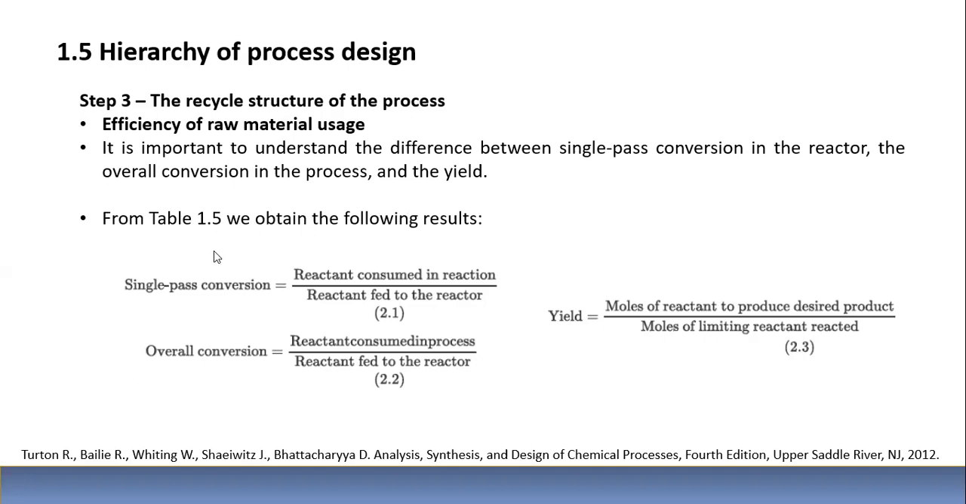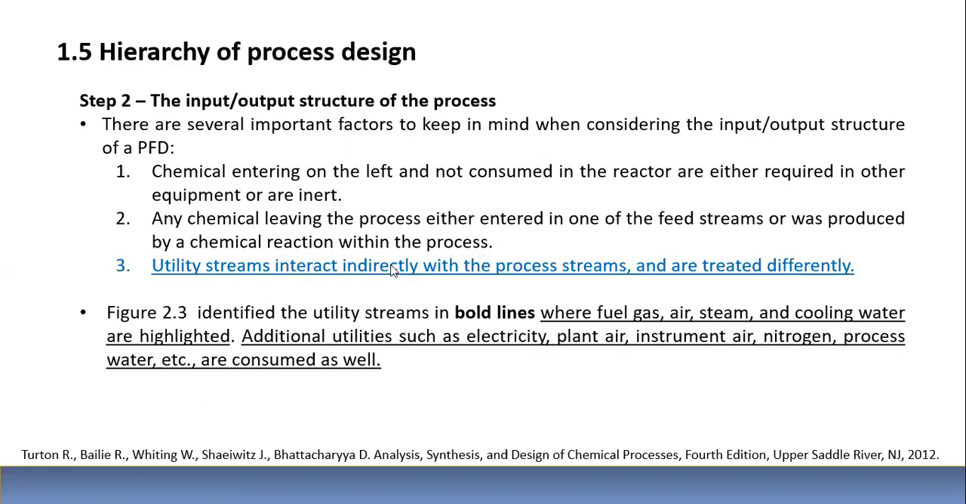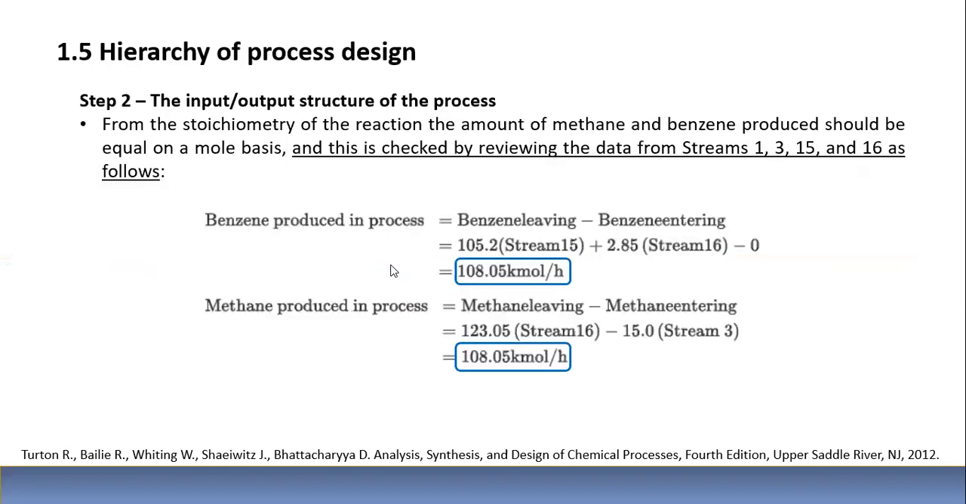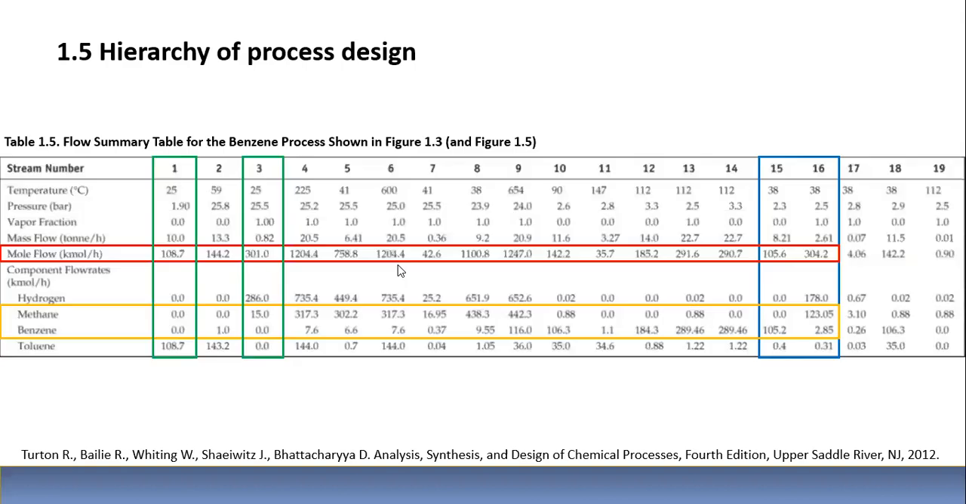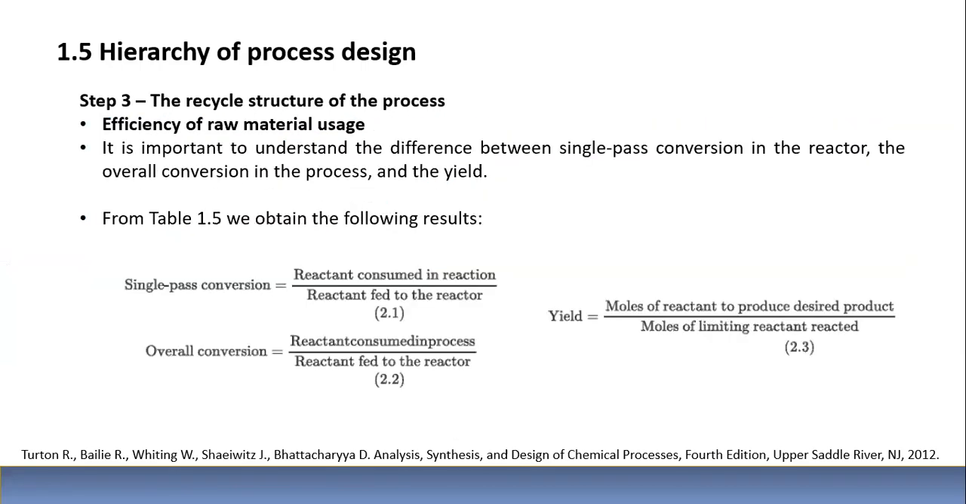On table 1.5, so once again, table 1.5 is this table, which corresponds to this drawing. Table 1.5 corresponds to the toluene hydrodealkylation process, and these are the different streams and the description of temperature, pressure, etc. We're going to try to use that to obtain results for single pass conversion, overall conversion, and yield.